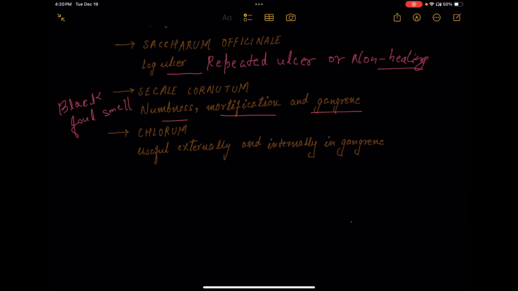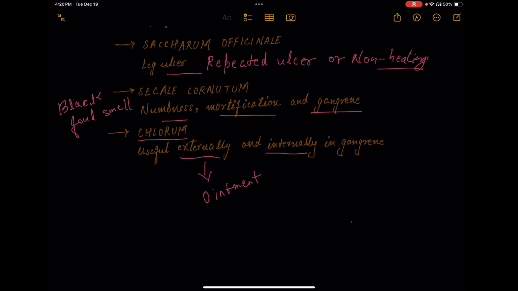And the next remedy for diabetic gangrene is Chlorum. Chlorum can be given in cases of gangrene externally as well as internally. External means by the help of ointment, and internal application means in the form of globules or dilution.